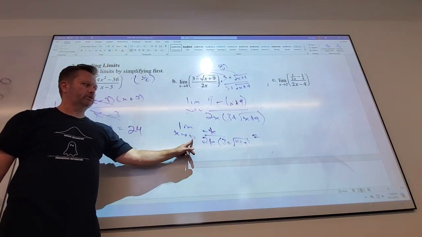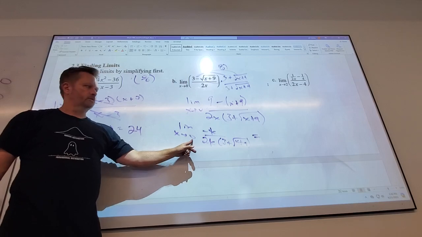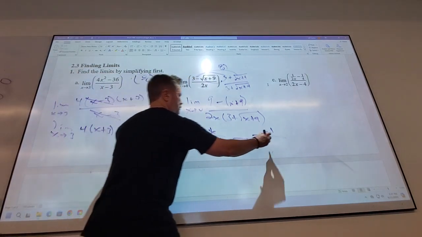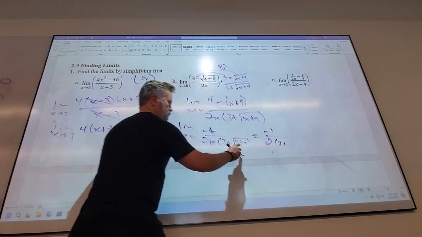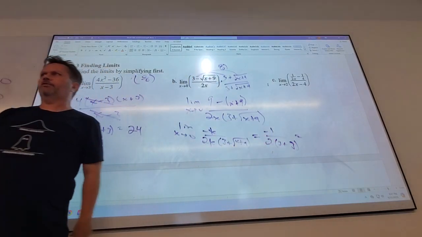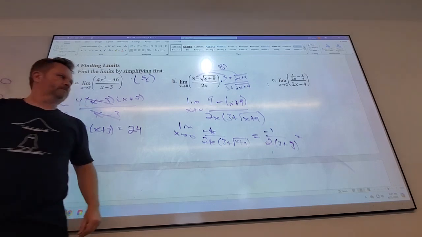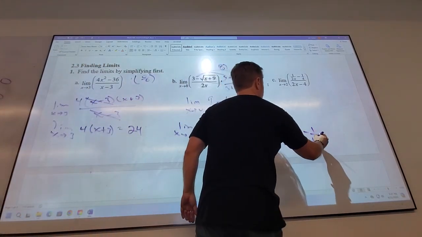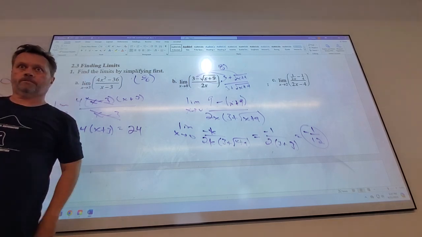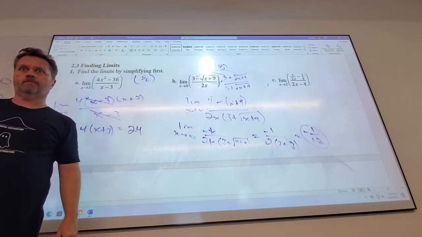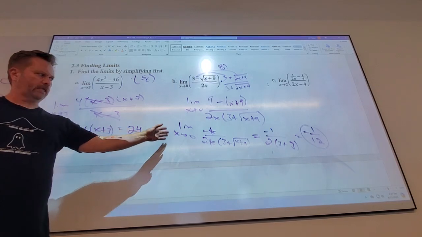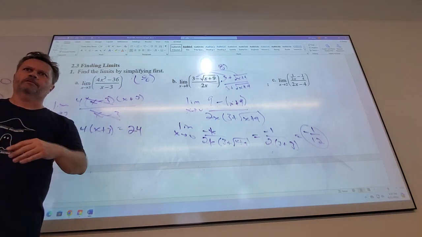Which means can I plug a 0 in now? Yes. So I get negative 1 over 2 times 3 plus square root of 9, which is negative 1 over 12. And with this, you don't want to do the whole rationalize thing. If you do that, then you get back to the beginning. There's no reason to do it now because I can plug 0 in.